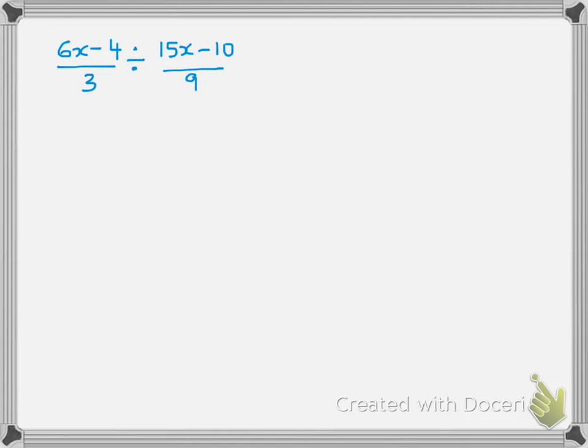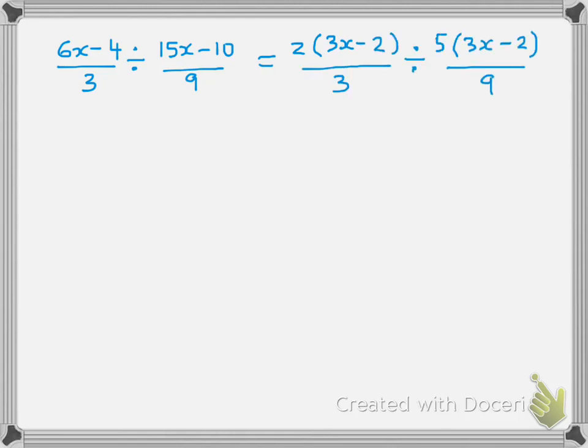Let's do one more example. We have 6x minus 4 divided by 15x minus 10 over 9. Now, the first thing to do here is to simplify by factoring the numerator and the denominator where the algebraic expressions appear. If we do that, for your numerator, 6x minus 4 is the same thing as 2 times 3x minus 2. And for the divisor, 15x minus 10 is the same thing as 5 times 3x minus 2. And then we can change the division sign to a multiplication, and it becomes a multiplication problem.